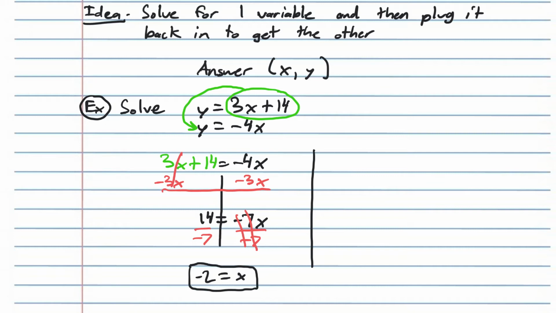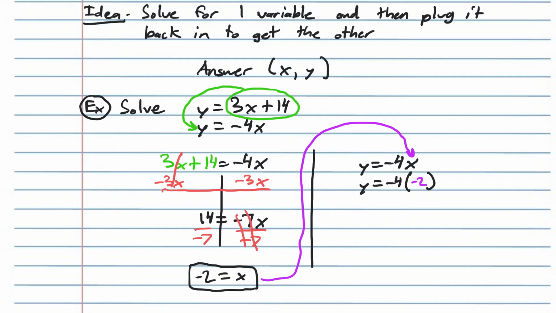Okay, of these two, I think the second one's probably easier. It has less parts to it. So let's say you go with that one. y is equal to negative 4x. However, now we know what x is, right? I'm gonna draw an arrow. I now know what x is. So I'm going to take that negative 2 and I'm going to plug it in for x. So we get this. y is equal to negative 4, and instead of x, I'm going to plug in negative 2.